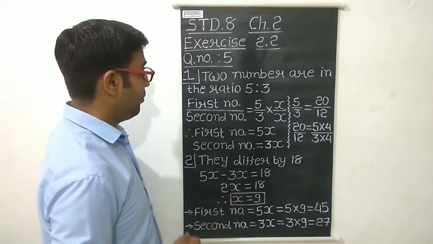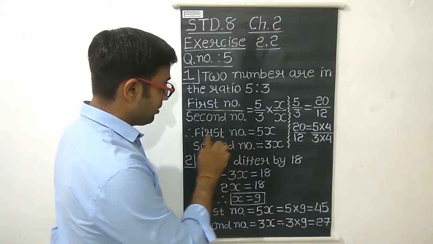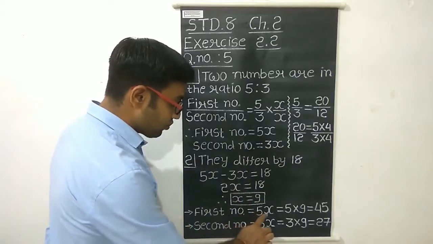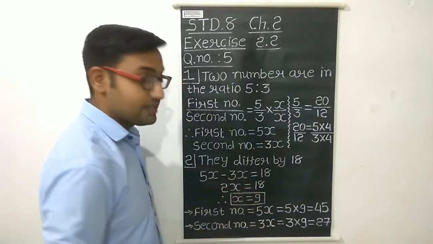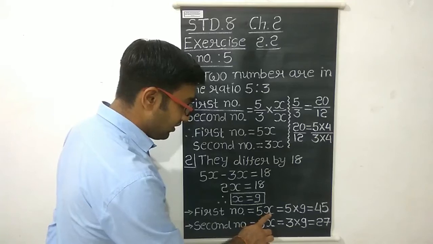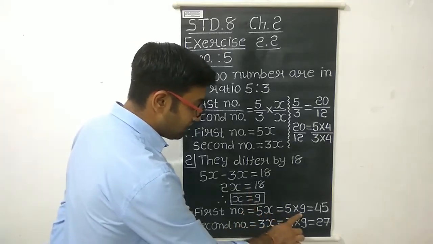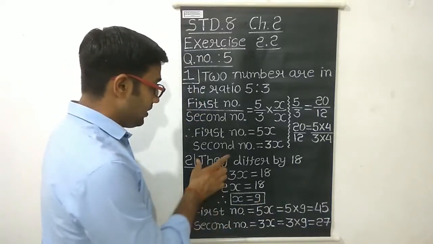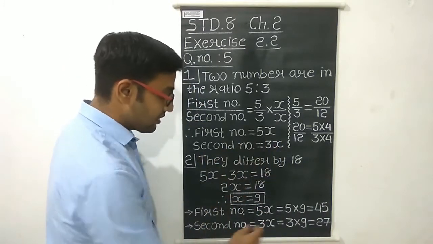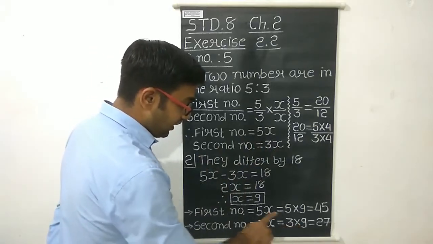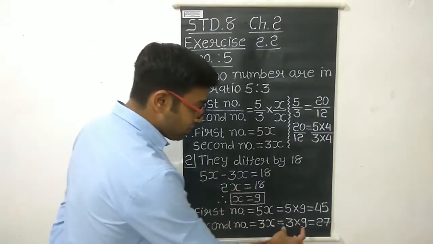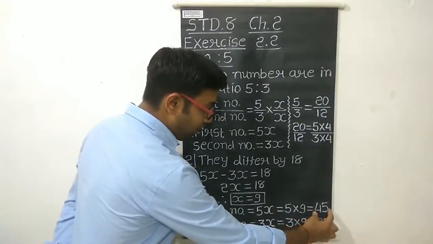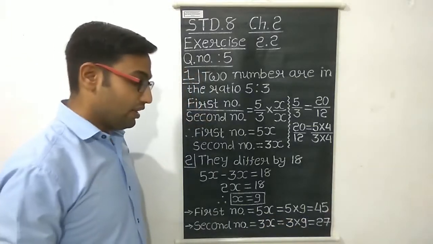Okay. Now what will be our first number? The first number is 5x, and the value of x is 9. So multiply 9 with 5. We get 5 nines are 45, and that will be our first number. In the same way, our second number is 3x. So multiply 3 with 9. 3 nines are 27. So the first number is 45 and the second number is 27. We can check whether our numbers are right or wrong.